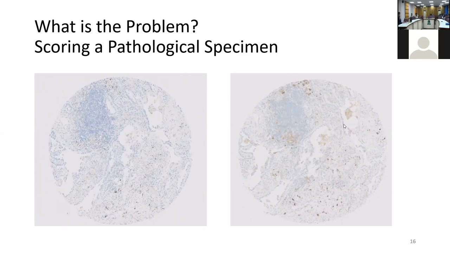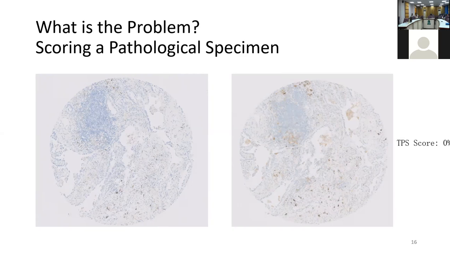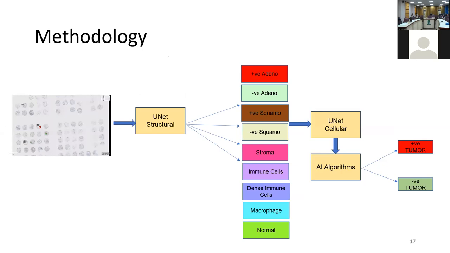And probably that's not something anyone would appreciate doing, even if you are an expert in the field. So how do you do this, right? It's insane to ask someone to do this on a regular basis, especially somebody like a pathologist whose time is so important. But by the way, the TPS score for both of these was actually 0%. So how do we do this? Here come the neural networks.